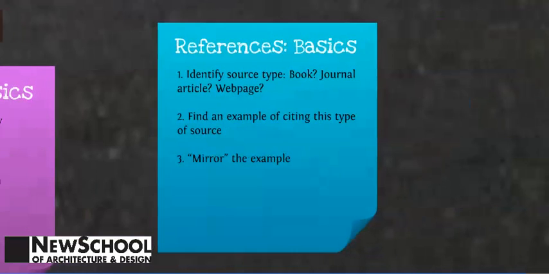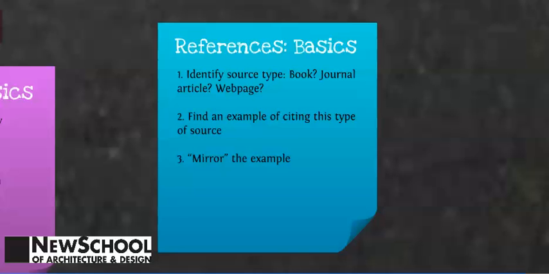These basics vary slightly depending on the type of resource you are using. For example, online resources require a URL, while journal articles need the volume and issue number. All this can get quite complicated. The best way to be sure you are including the correct information is to follow this strategy. Step 1. Identify the type of resource you are using. Step 2. Find an example. Step 3. Mirror the example using the information you have for your resource.